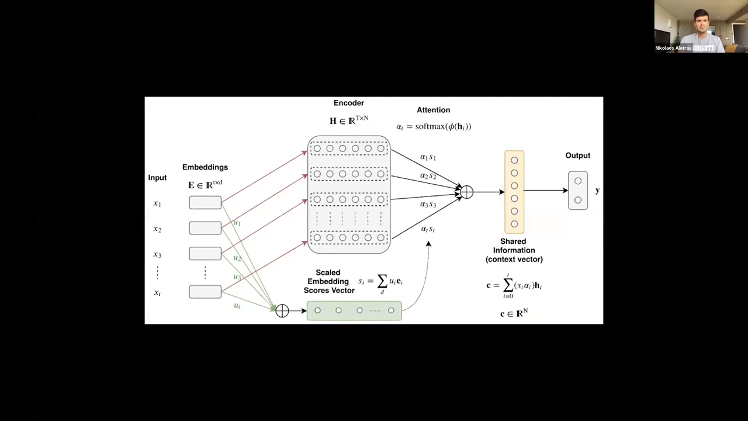So here is an overview of the model. The gray part is a standard neural encoder. You have the embeddings of your text input. You pass them through the encoder. An attention mechanism learns the scores, the weights for each of these contextualized representations, and then you create a context vector for the entire input. You pass that through the output layer for classification.